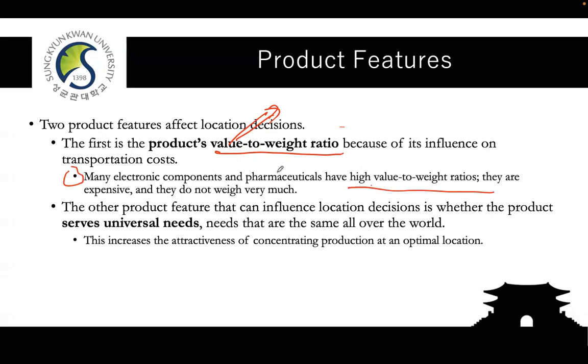by having this kind of high value to weight ratio, should we concentrate on an optimum location, or could we bring it everywhere? Of course, you can imagine if the value to weight ratio is high, then actually you could bring it everywhere, right? Because, for example, these ones don't weigh very much, right? But they are so valuable. So with a high value to weight ratio, it's more likely that you bring the technology or the manufacturing facility to many other places.